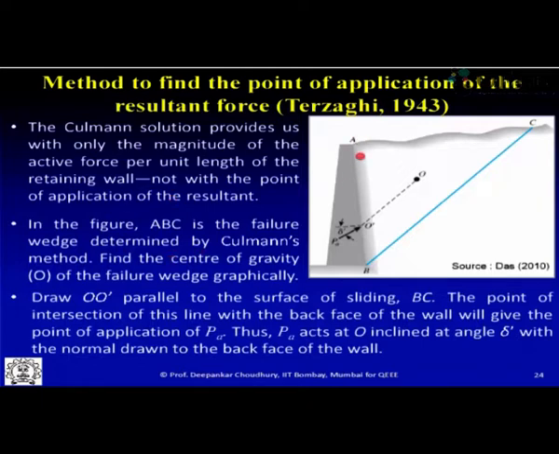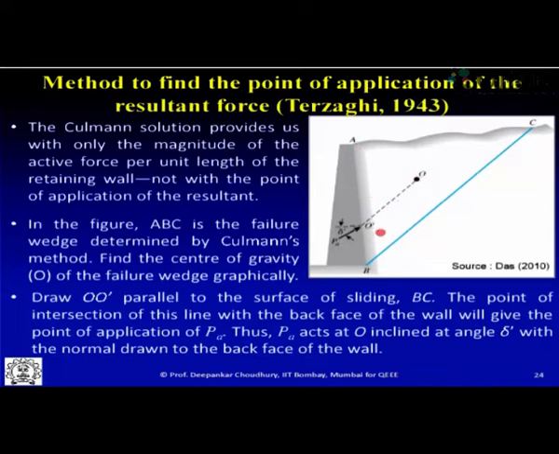In this figure, after calculating and getting through the Culmann graphical construction, you know your actual failure zone. So ABC is a known failure zone to you now, determined by the Culmann method. For that zone, geometrically you can easily find the center of gravity of the failure zone, which is O. Now it says, draw a line parallel to your failure plane BC, which intersects the back face of the wall.